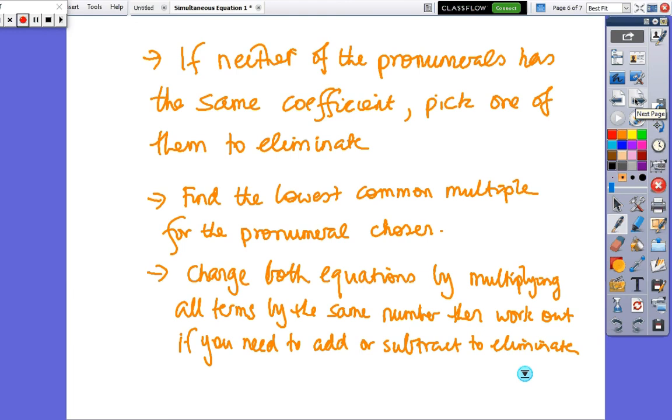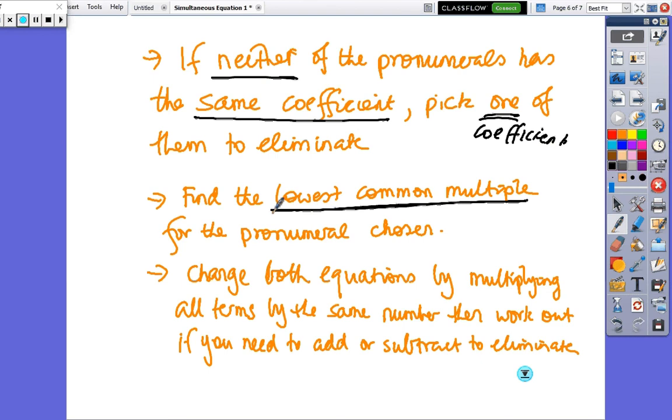If neither of the pronumerals have the same coefficient, then you've got to pick one of the coefficients, either x or y, to eliminate, and then find the lowest common multiple. In the previous one, the lowest common multiple was 2. For x, it was 6. Then you have to change the equations by multiplying all terms by that constant number, and work out if you are adding or subtracting. We'll look at the next one, and that'll give you an answer. Copy that.